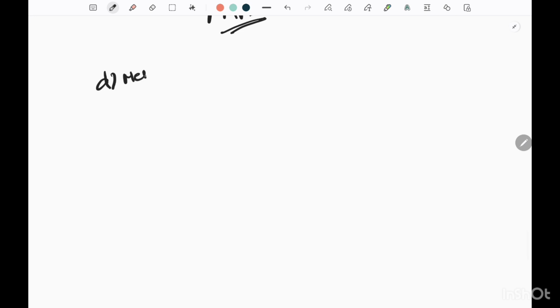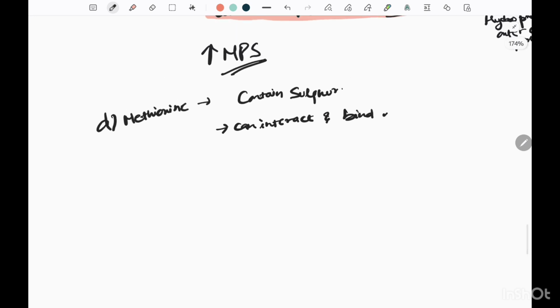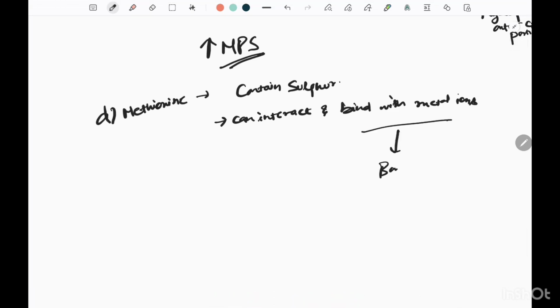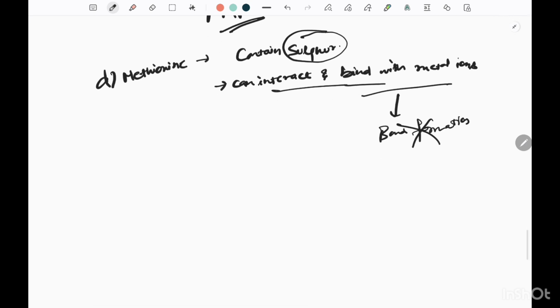another one is methionine, although I have discussed it in the last class. It contains sulfur, so it can interact and bind with metal ions, but it is not included in bond formation. Just remember that it can interact and bind with metal ions, but it cannot make any sort of bonds by the sulfur. Okay, and it is often found in metalloproteins.